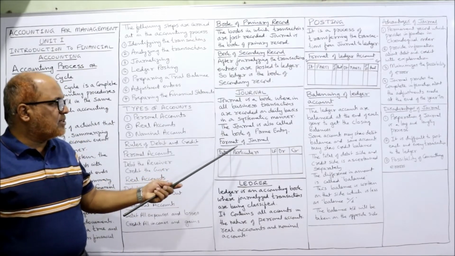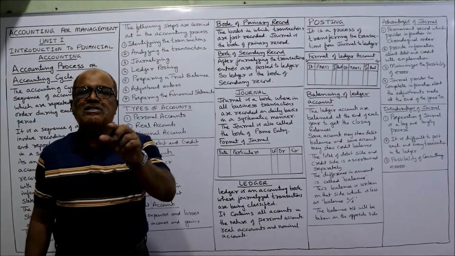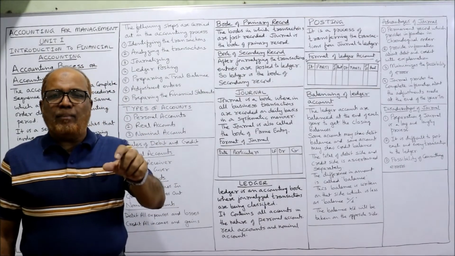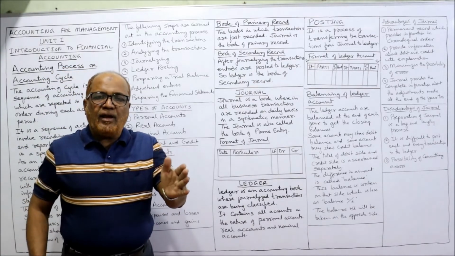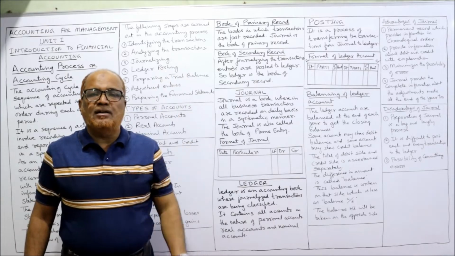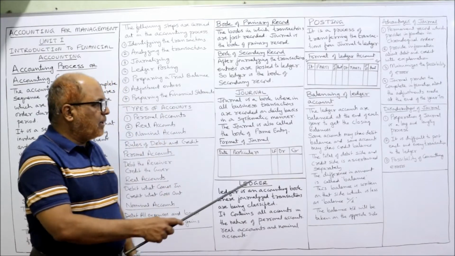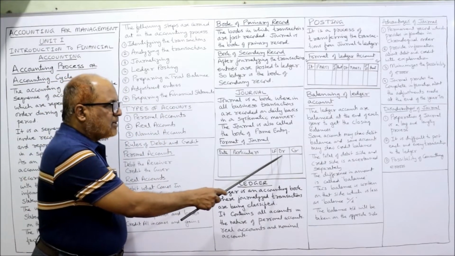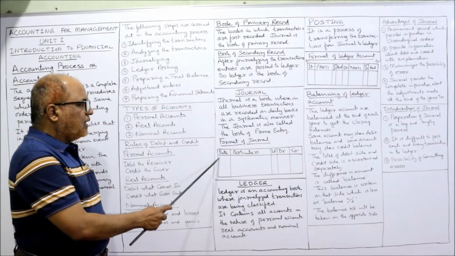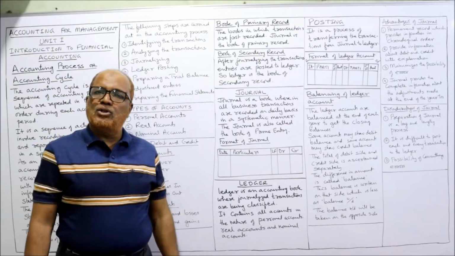So what is the format of the journal? Date, particulars, LF. LF stands for ledger folio. Folio means number, ledger number. In ledger, every account is on a separate page. That page number is written. So the page number of the ledger account will be written here in LF. Debit column, credit column. So totally 5 columns we have to open: date, particulars, LF, debit, credit. This is the format of journal.